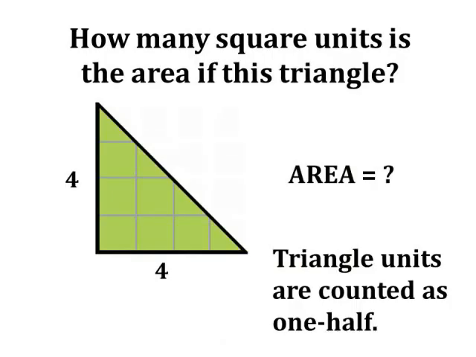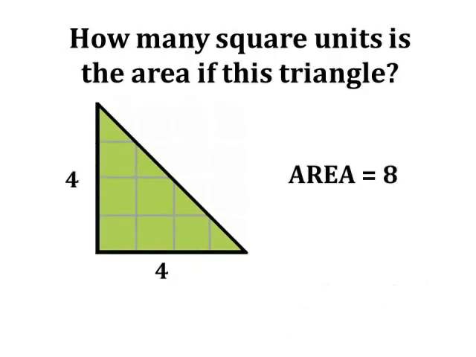And what is the area of this triangle? Ilan yung square units sa loob niya? Let's count. Pero yung mga square units lang yung may bilang na isa. Yung mga triangle units, kalahati lang yung bilang ng mga yon. So 1, 2, 3, 4, 5, 6, 6 and a half, 7, 7 and a half, 8. There are 8 square units inside the triangle. So the area is 8.